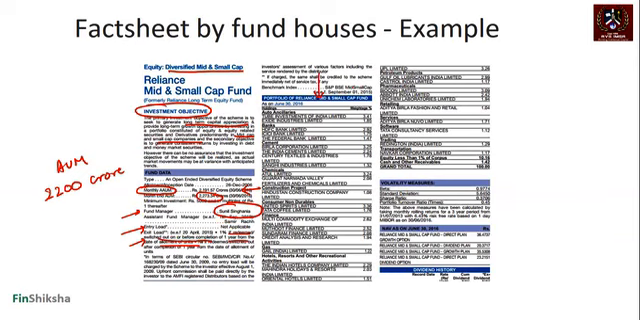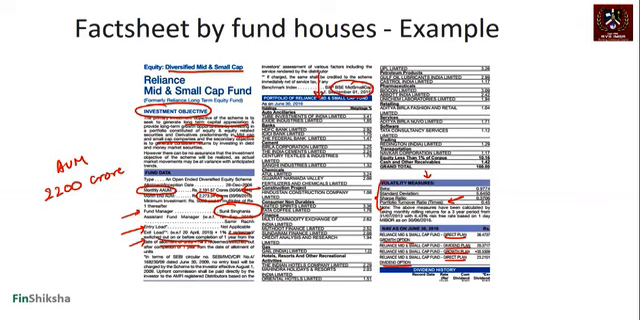What are the investments? They are given here. What is the benchmark? BSE small mid cap. Volatility measures, you see them here: beta, standard deviation, Sharpe ratio, and portfolio turnover. We will discuss all these as we go along. And then you will look at the NAVs. So you have a direct plan growth option, you have a dividend plan, you have a growth plan, and you have a direct plan dividend option, right?